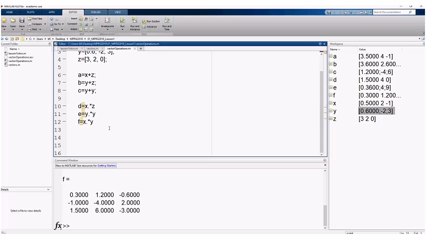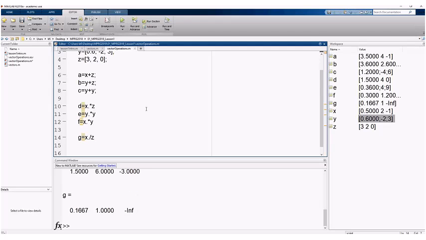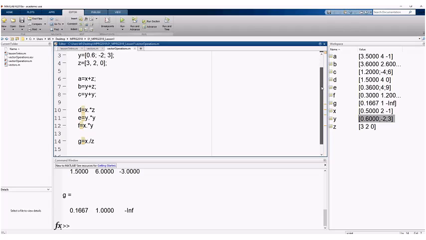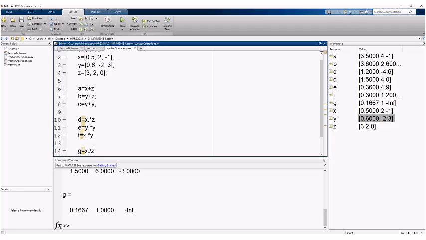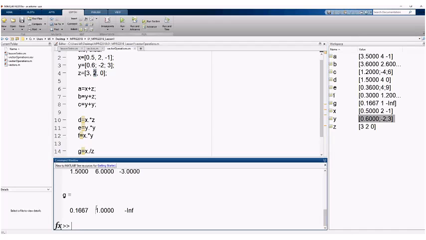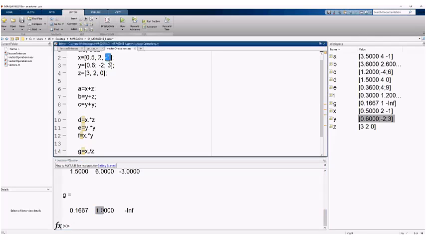Vector division is done in the same way. And then let's call it G and divide X by Z and run it. And then we see that G is equal to 0.5 divided by 3, which is 1.667, and then 2 divided by 2, which is 1, and then minus 1 divided by 0.